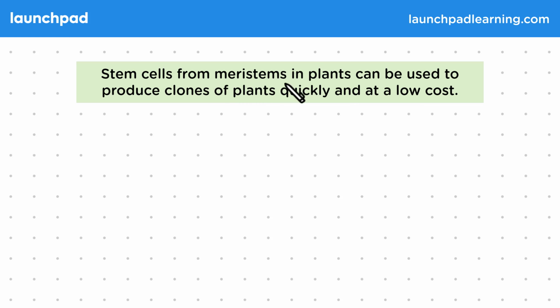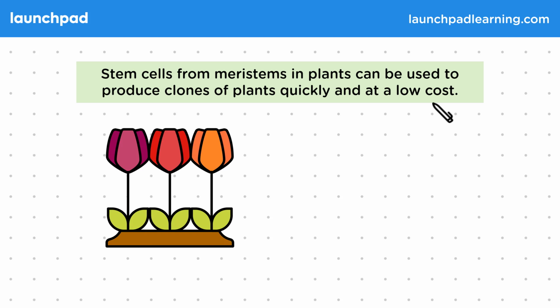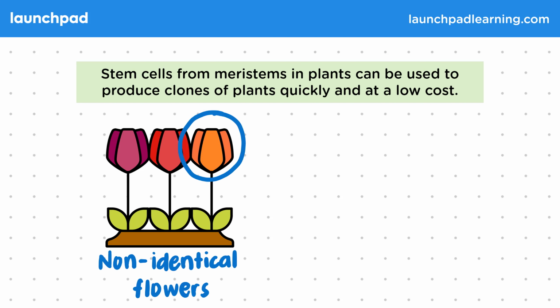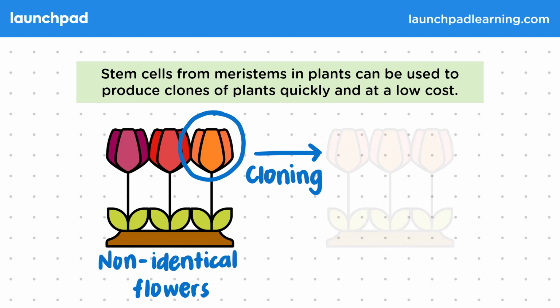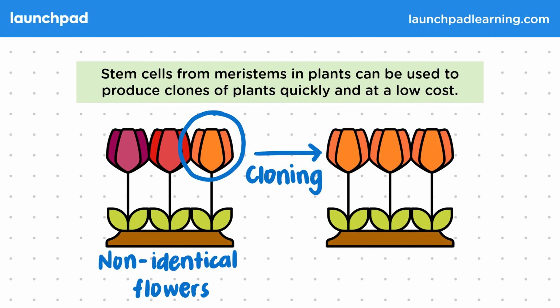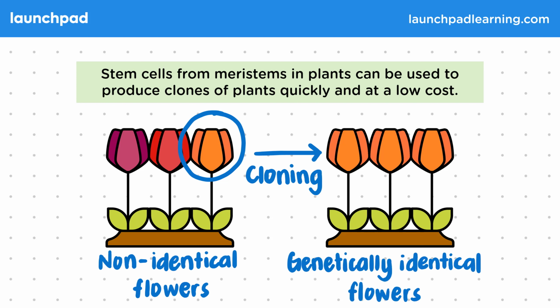Stem cells from meristems in plants can be used to produce clones of plants quickly and at a low cost. These flowers are different colours and they're different genetically. They are non-identical flowers. Now, let's say that we've decided that we only want to have orange flowers. We can achieve this through cloning. This allows us to produce more flowers that are only orange, and these are genetically identical flowers.